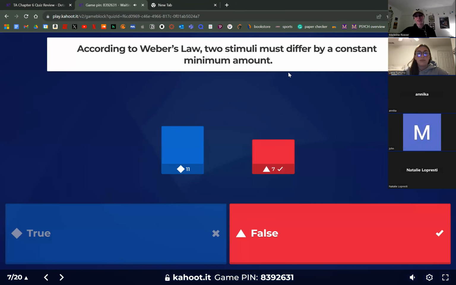So this was a little trick question, but Weber's law says two stimuli must differ by a constant minimum percentage, not amount. The book made it pretty clear. For example, two objects must differ in weight by 2% for the average human to be able to tell the difference. So make sure you're reading more carefully. But y'all are doing great.